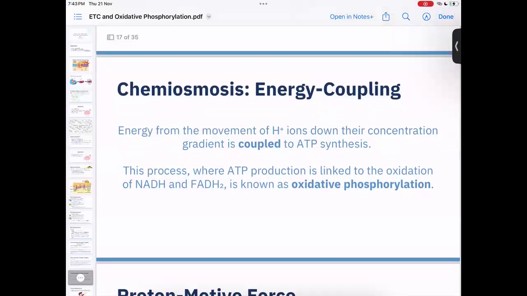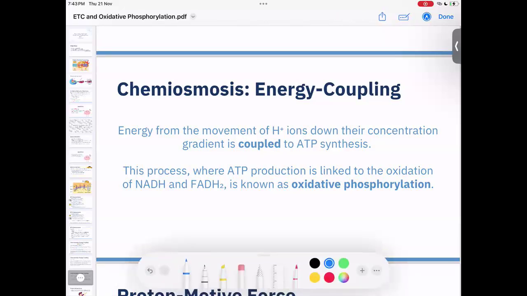So to sum everything up, I said chemiosmosis is about energy coupling, okay? And what do we mean by the coupling? An important concept for you guys to know in this lecture is that the energy from the movement of hydrogen ions down their concentration gradient is coupled to ATP synthesis, okay? And that this process where ATP production is linked to the oxidation of NADH and FADH2 is also known as oxidative phosphorylation. So why do we always mention that oxidative phosphorylation happens as the electrons move? Because of the oxidative part, which is when the NADH and FADH2 drop off the electrons to the transport chain, because they undergo oxidation when they do, because they're losing electrons and they give them off to the electron transport chain.